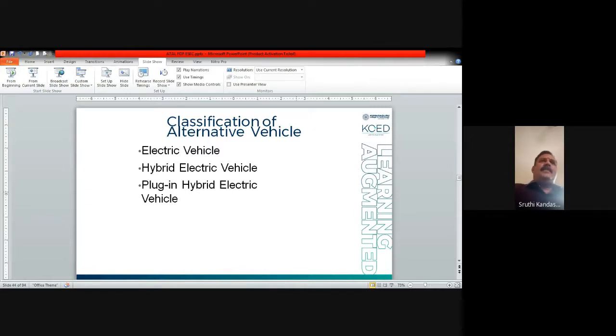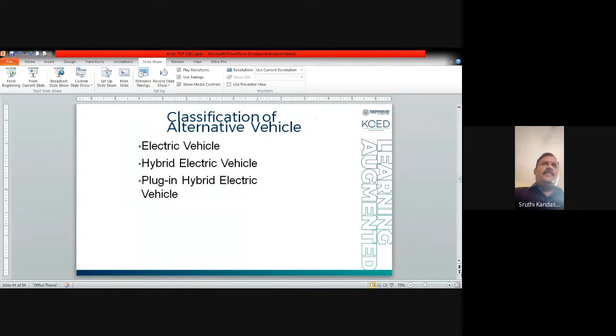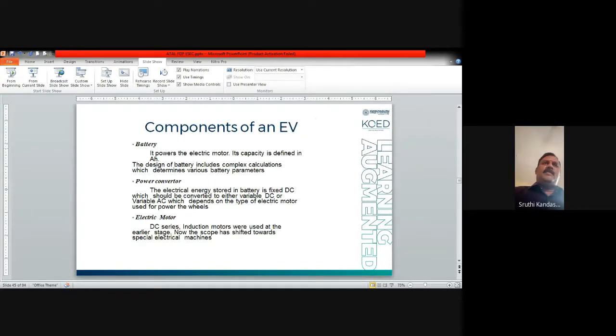Normal electric vehicle, hybrid electric vehicle, plug-in hybrid electric vehicle. In a normal electric vehicle we have the battery and motor, and whenever we need to charge, we can charge. The hybrid electric vehicle means we have a battery with a solar panel, a mixing of two technologies. Then the plug-in hybrid electric vehicle is a hybrid electric vehicle with a chargeable one, where we can replace the battery by swapping. So these are the various classifications based on the construction of the EV.